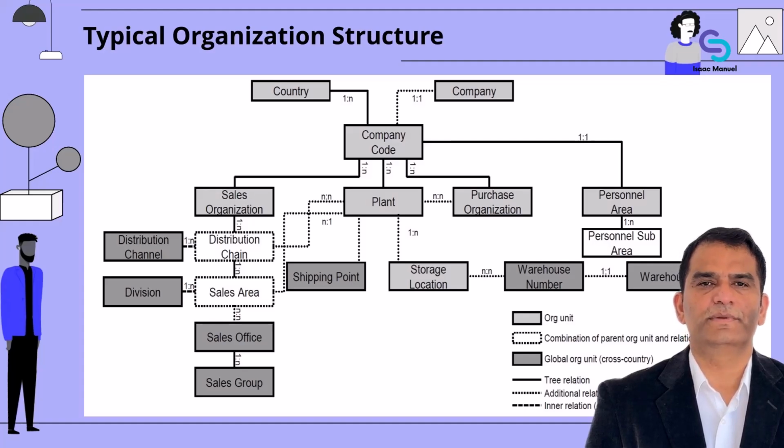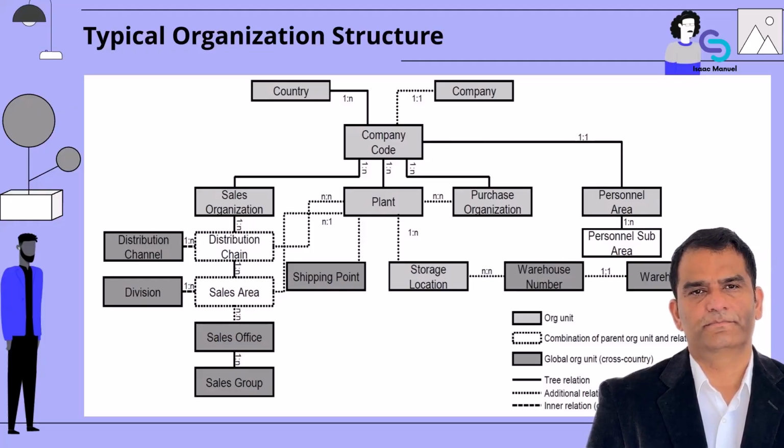SAP MM seamlessly integrates with other modules like sales and distribution, ensuring a smooth flow of materials throughout the entire supply chain, from procurement to final delivery. This integration enables real-time tracking, precise reporting, and informed decision-making.